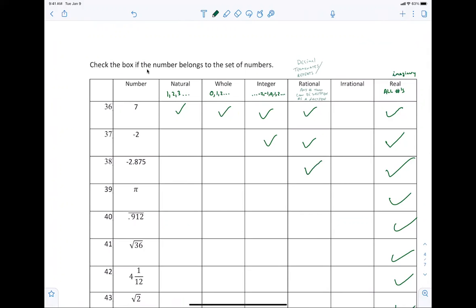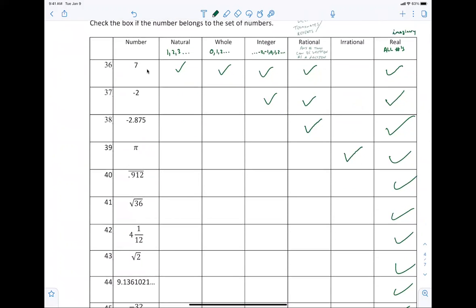All right. And of course, we all are familiar with pi. That is definitely irrational. Pi is irrational. All right, Avery, 0.912 repeated. What set? It's rational. It is rational. Very good work. All right, Avery, what about the square root of 36? I'm sorry, not Avery, Ashley.